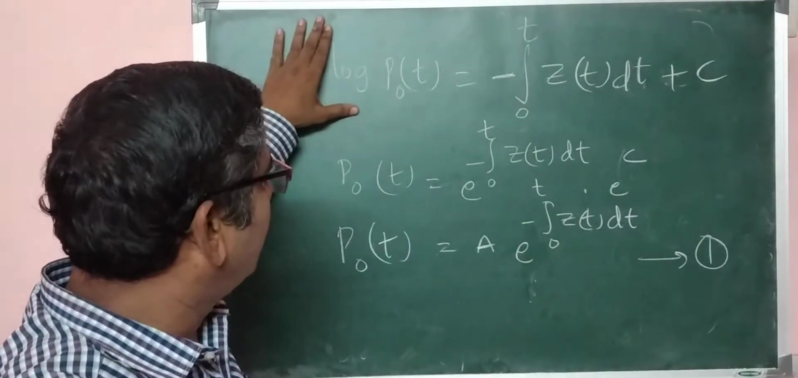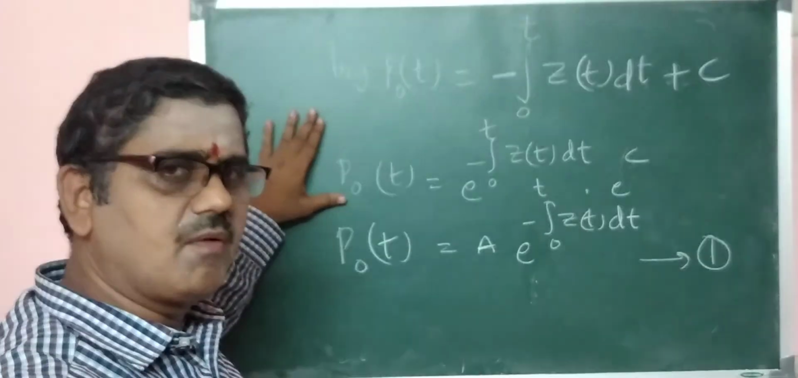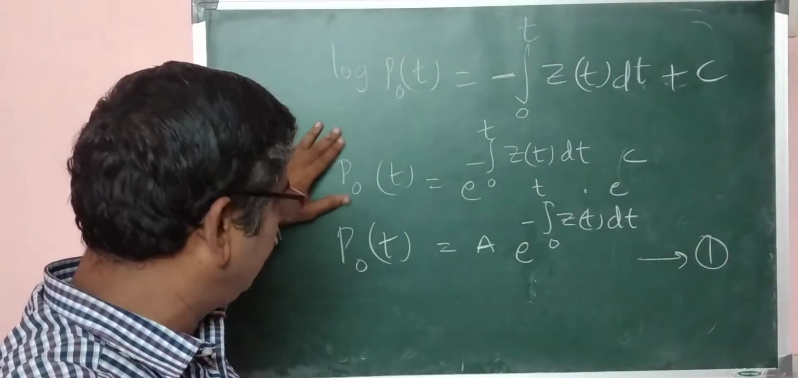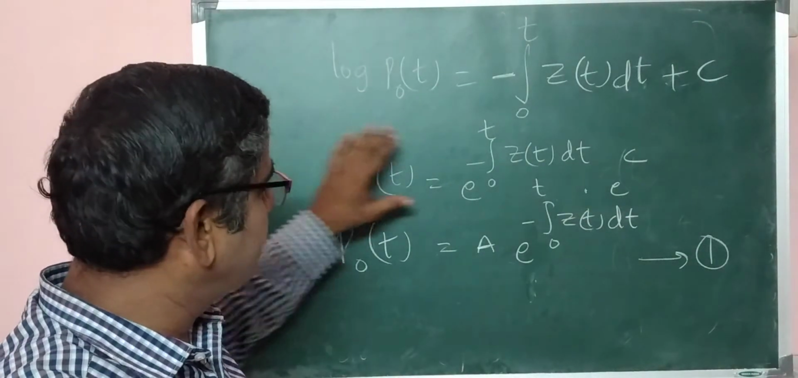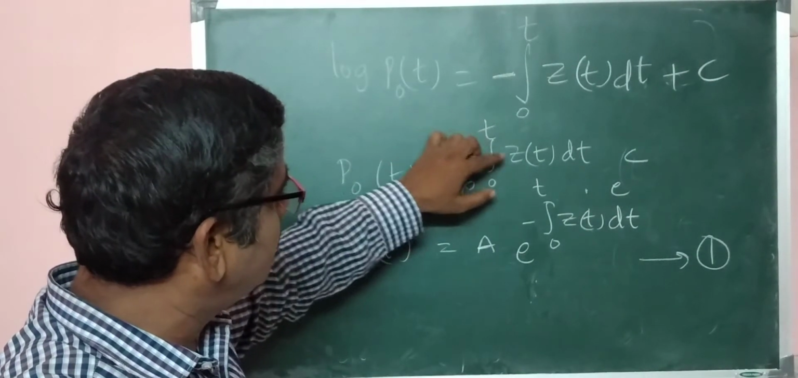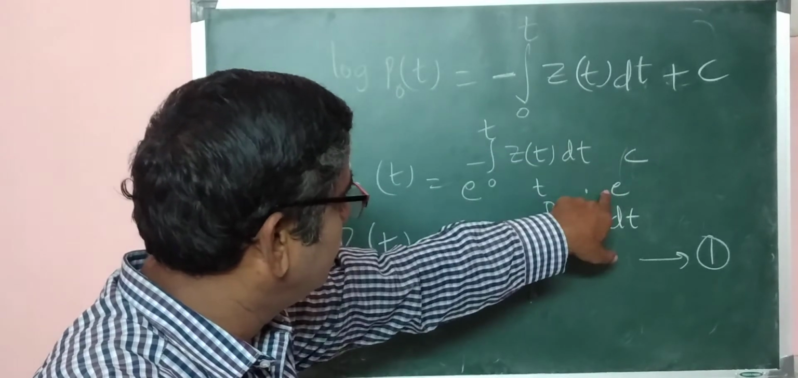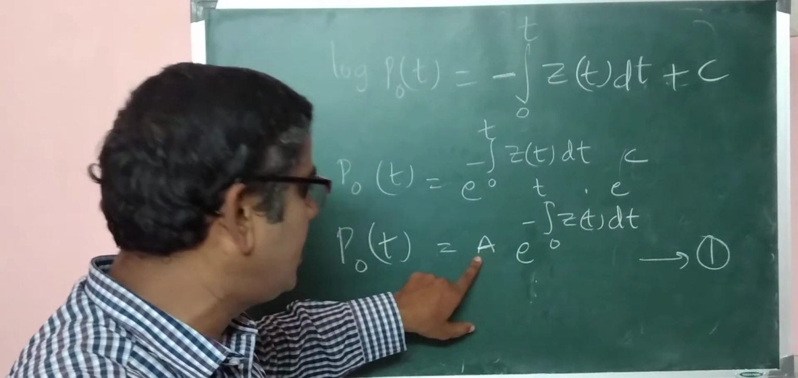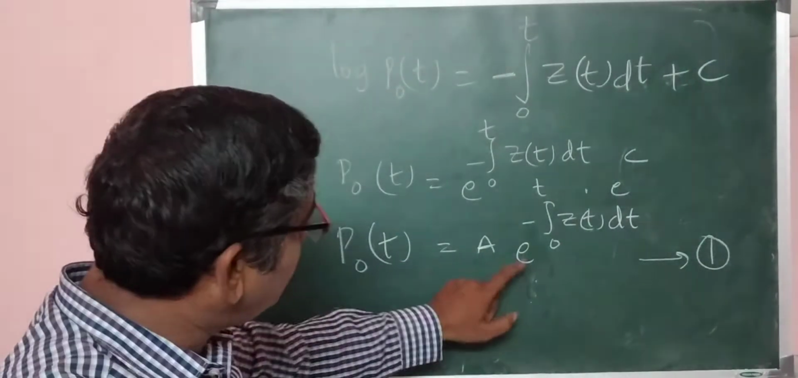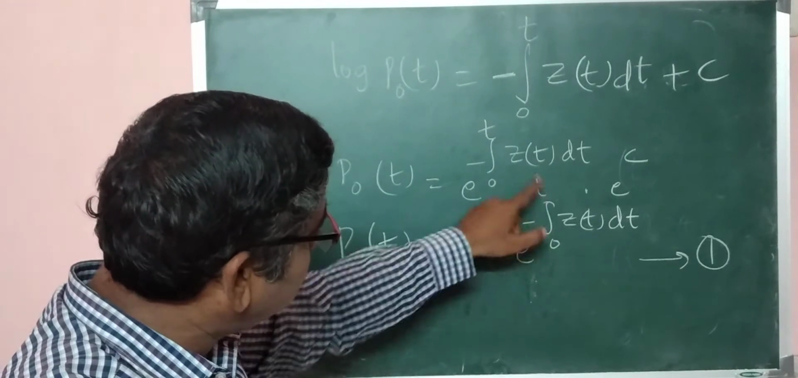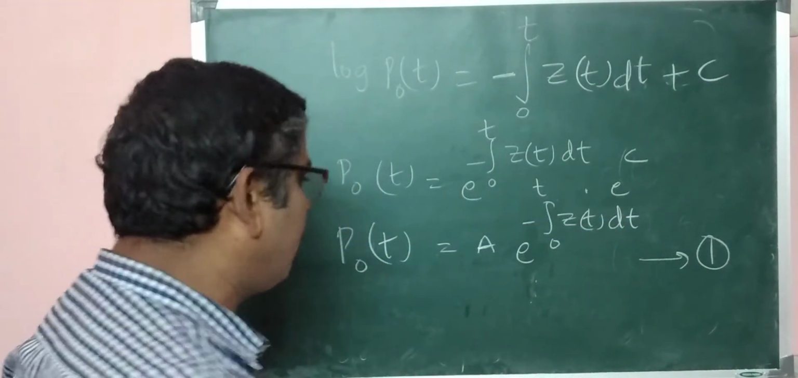I have considered the logarithm equation we got, and then I have considered e power log x, which is nothing but x. So P naught of t is equal to e power minus integral 0 to t z of t dt multiplied by e power c. The e power c is a constant, which I have considered as another arbitrary constant a. So a into e power minus integral 0 to t z of t dt. Now substitute the values here.